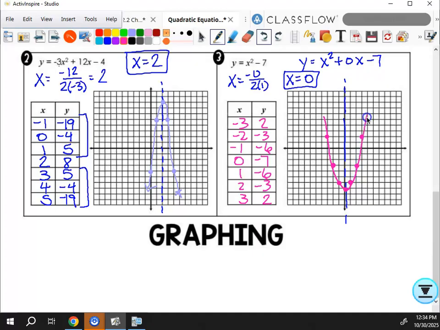All right, something like that. Plot the points. Does anybody have any questions at all? If you're still graphing, that's fine, as long as we know what we're doing and how to find it.